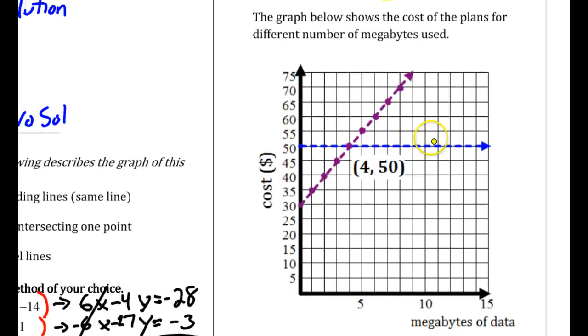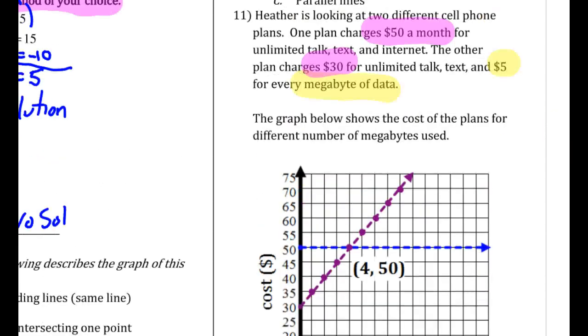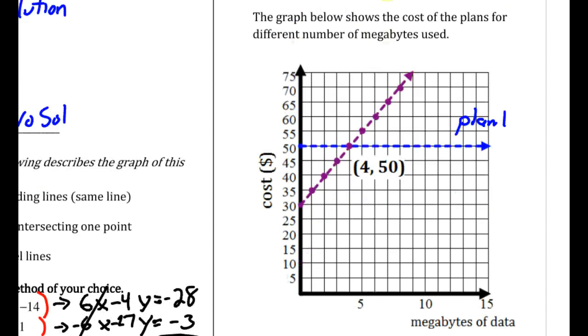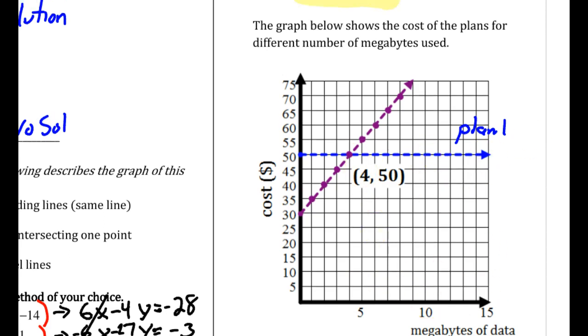We have two graphs. Now what does this mean? One charges $50 a month for unlimited. So this is plan 1. No matter how many megabytes I use, if I use 5, it's $50. I use 10, that's $50. Doesn't matter. It's always the same price.